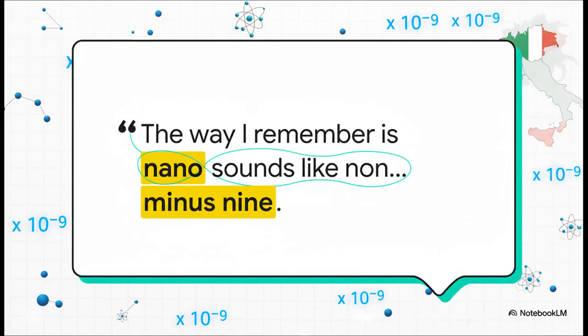And here is a brilliant little memory hack to lock in one of the trickiest ones. Nano kind of sounds like non, which is the number 9 in some languages. It's a super simple way to remember that nano means 10 to the power of -9. Simple, right? But so effective.